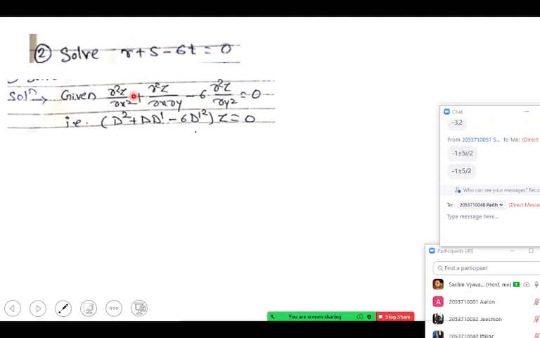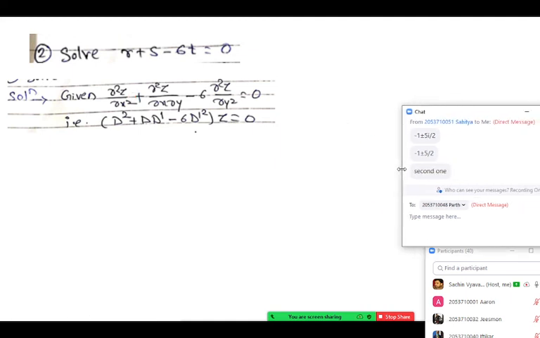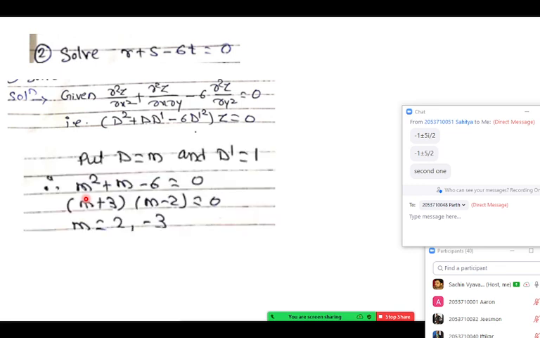Okay, I got roots from Sahitya. Let us check. Minus 1 plus or minus 5 by 2. Let me check. What are the roots? No, not that. You have not simplified. So it is 2 and minus 3, is that? Yes, sir. 2 and minus 3.